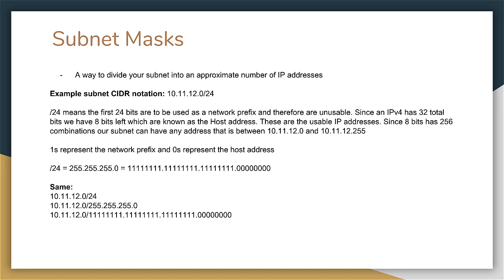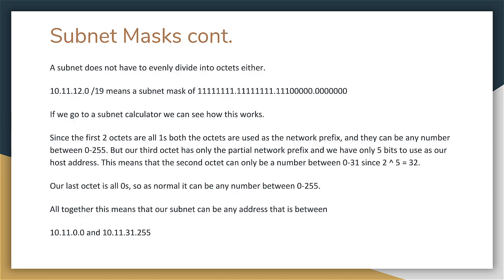And don't worry too much if you don't totally understand this. This will become much clearer when we set up our VPC in AWS. This is just a basic primer. So in the last slide, we saw our subnet and it was divided evenly into octets. So we had 3 sets of 1s and 1 set of 0s. But a subnet doesn't have to evenly divide into octets either.